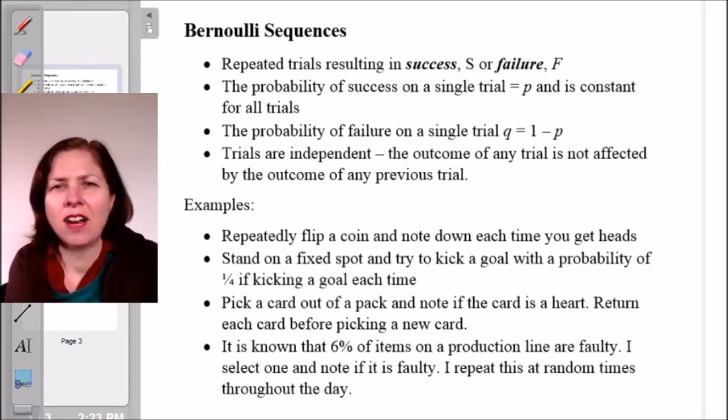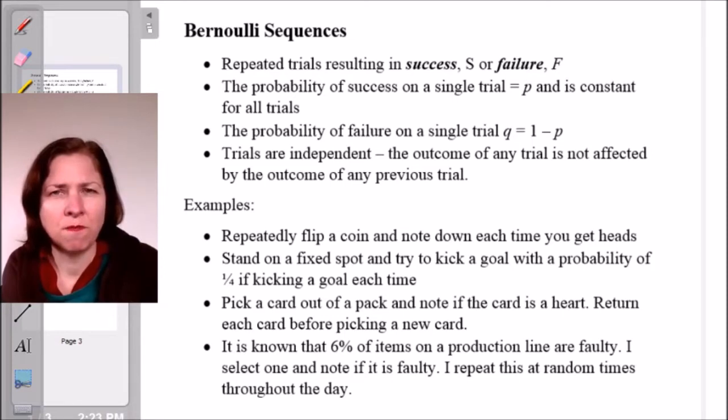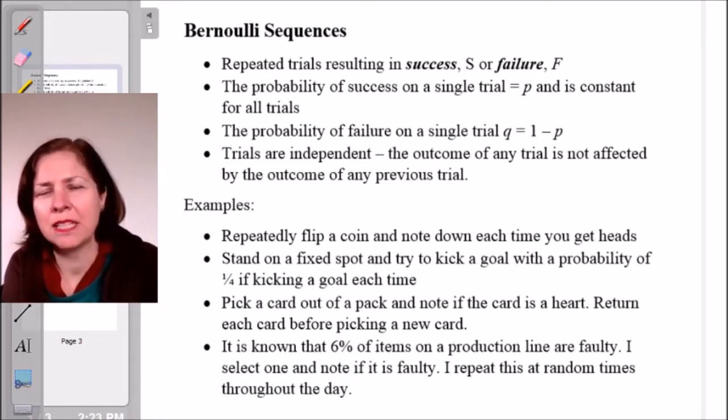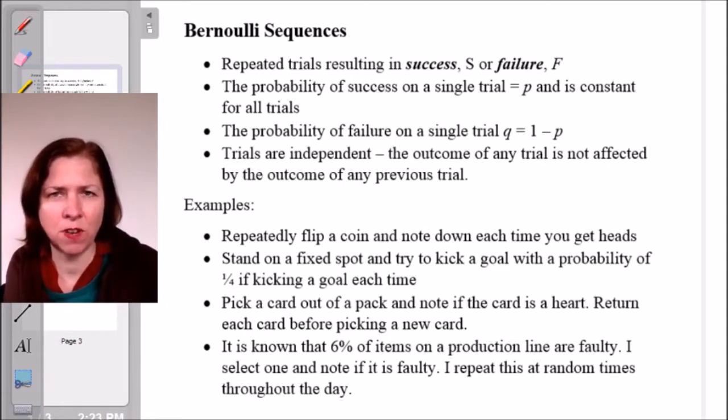So in our last video we looked at discrete random variables, and one of the things about those is there's lots of different types of discrete random variables. So what we need to be able to do is identify the type that we've got, and then we find out what the distribution is that goes with it. So the first one we're looking at the moment is called a Bernoulli sequence, which leads to a binomial distribution.